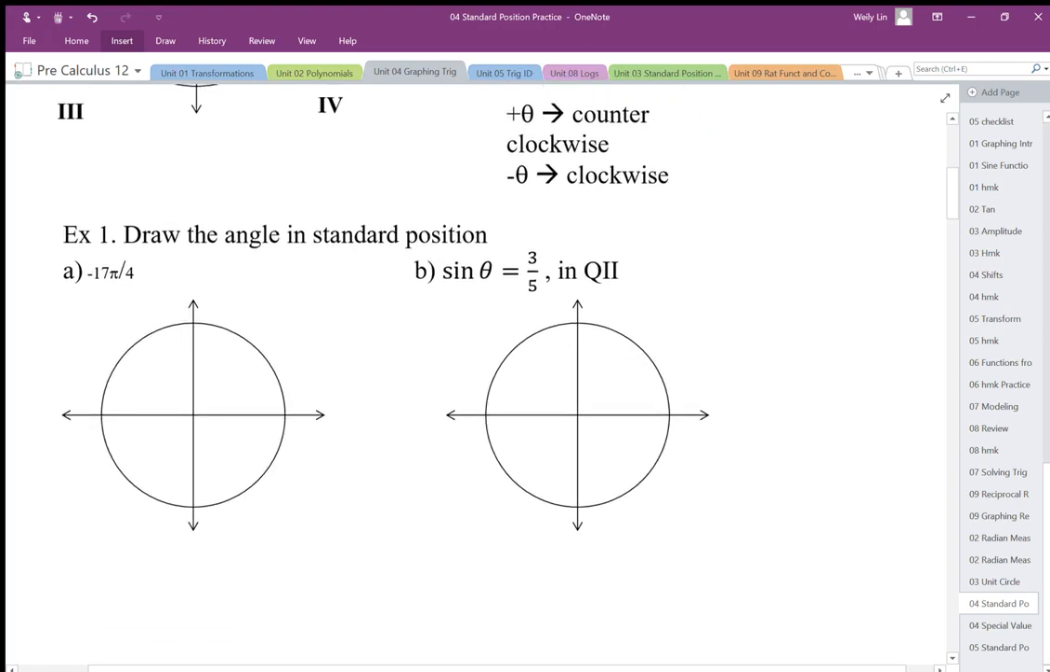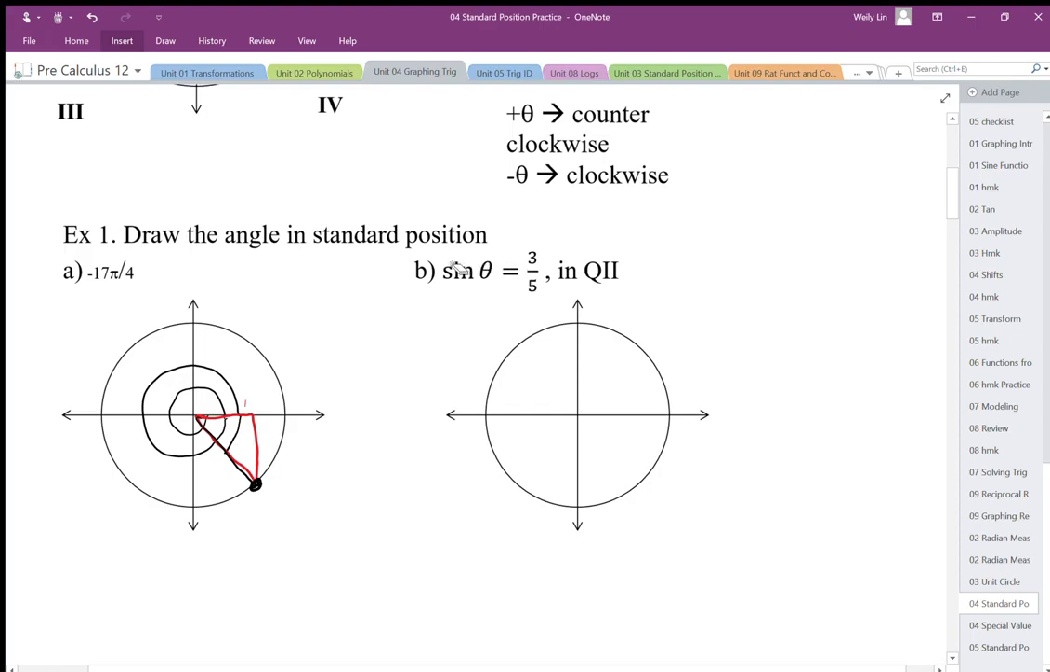Okay, so we're going to draw these in standard position. So negative 17 pi over 4, that means that's 8 pi over 4, 16 pi over 4, and one more pi over 4 is going to give us that position. Okay, so there's my standard position for negative 17 pi over 4. I want a reference triangle to get my lengths, my x and y position. So there is my angle, my position established using an angle.